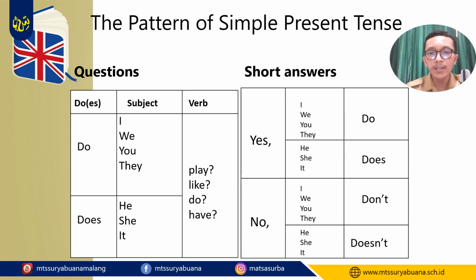But if the answer is negative, you have to use no. And if the subject is I, you, we, they, you have to follow it with don't. And for the subject he, she, or it, you have to follow them with doesn't. For example, no, I don't, no, you don't, or no, he doesn't, no, she doesn't.